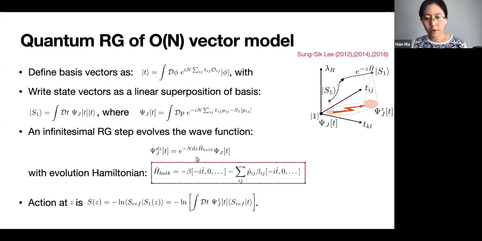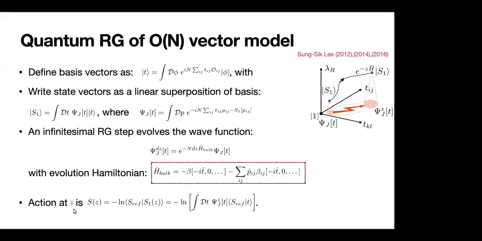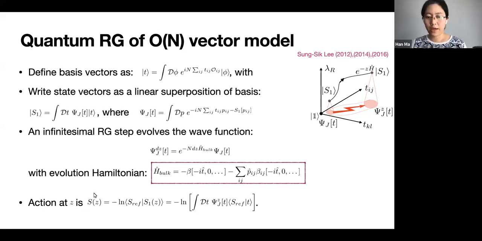And we also call the evolution Hamiltonian the bulk Hamiltonian, because we can treat the RG time as an extra direction of the whole system. Then the UV and IR theory of the original system are boundaries for the whole system. So we call it the bulk Hamiltonian as well. Then at RG time Z, we can find the effective action, which is encoded in the final wave function at RG time Z by doing this time evolution.